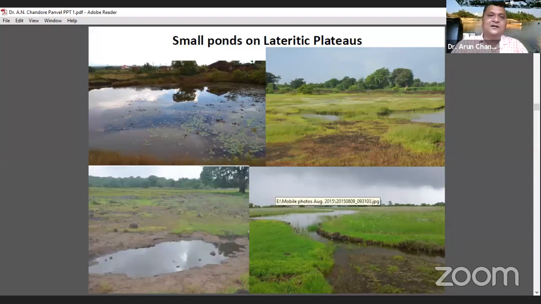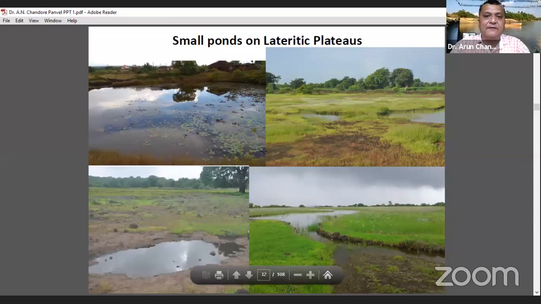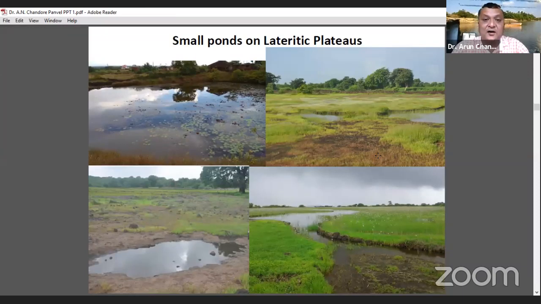Here is a plateau with a small pond, a lateritic plateau with small plants, and all these plants are very important. All ponds are very important because in these ponds there is a unique type of diversity, and earlier botanists neglected these plants because ephemeral plants have a very short life cycle. Some plants complete their life cycle within 7 to 8 days. That's why these plateaus are very important, and especially these ponds are also very important.